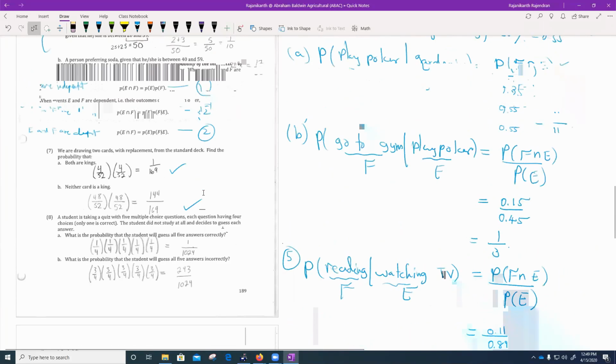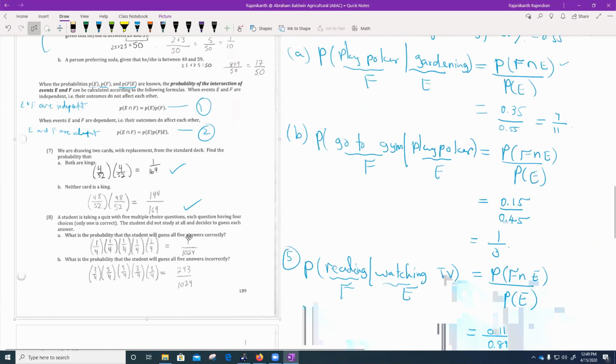good. So now let's move to the next one, number 8. A student is taking a quiz with 5 multiple choice questions, each question having 4 choices, right? Only one is correct. The student did not study at all and decides to guess each answer, right? So typically he or she is going to do 5 problems, so the student is going to guess the answer, right? Only one answer is going to be correct out of 4 choices for each problem. So the question is now first part. What is the probability that the student will guess all 5 correctly?